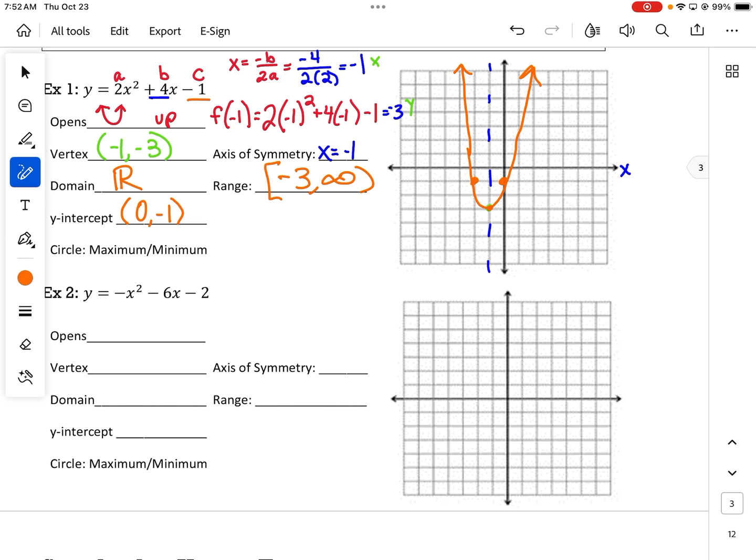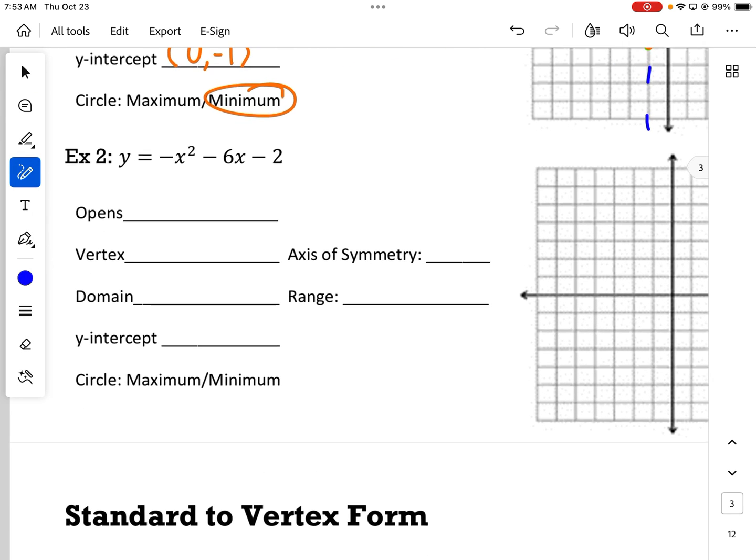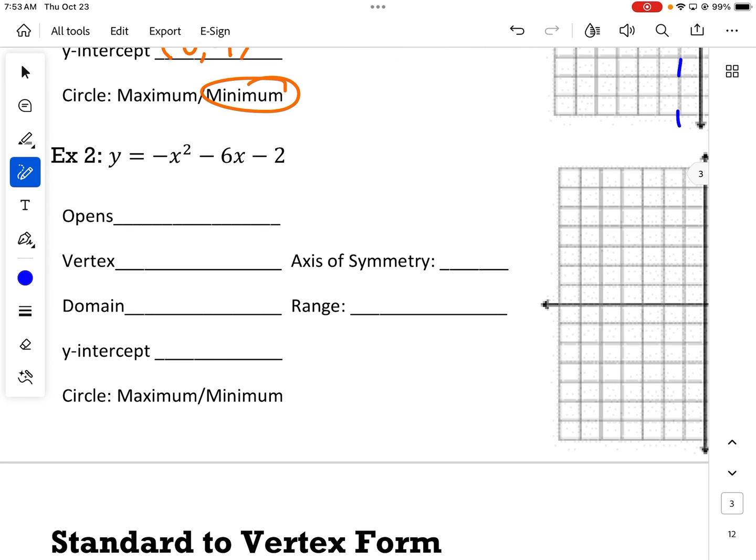And then do we have a maximum or a minimum value? Minimum, because we have a low value. The high value is infinity, so we can't say that. So it's a minimum. Okay, so it has a lot of steps, but as long as you follow the steps, you can do it. All right, let's go to the second one.